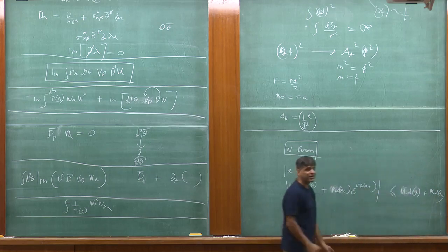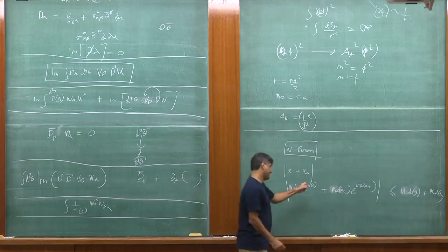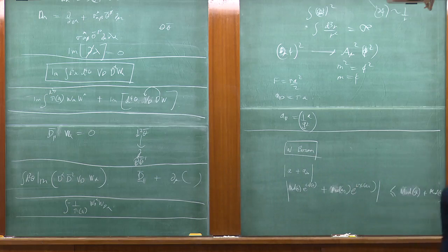When is equality saturated? When the phases are parallel, are equal. When the phases are equal, you can take the phase out. Mod of phase is 1. And this just becomes mod A plus mod AD. So if the ratio of AD and A becomes a real number, in that situation you can have this dion suddenly ceasing to exist.